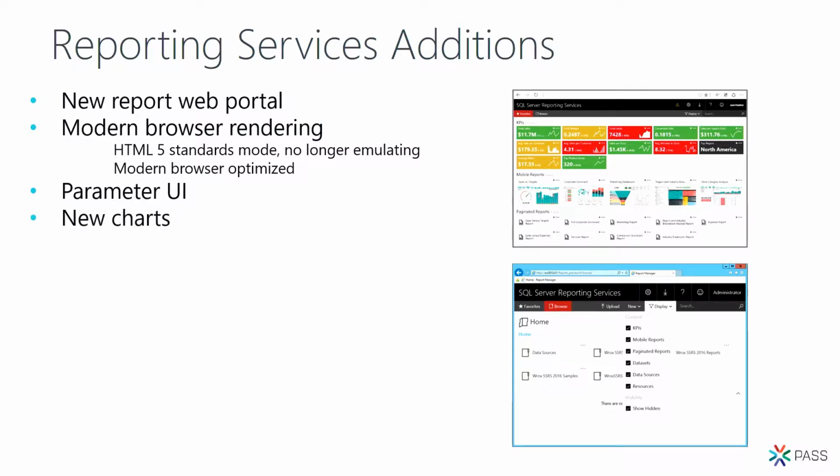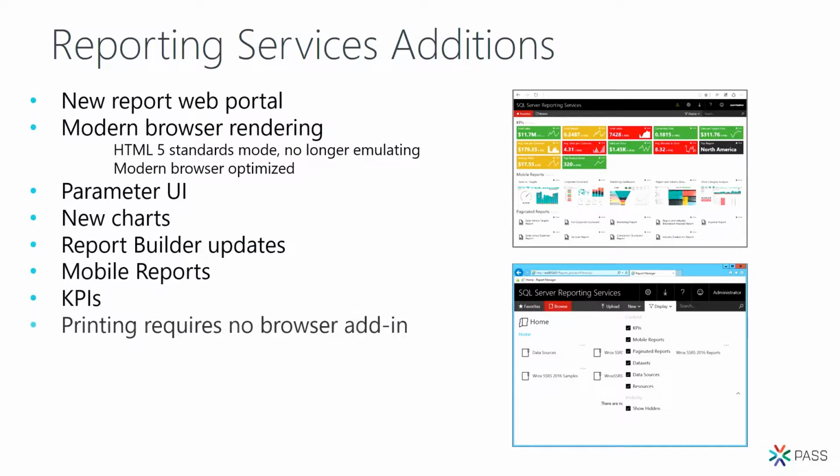There's a new parameter UI in the designer. It's not earth-shattering, but it is an improvement. There are a couple of new charts. Again, no fireworks there, but some incremental improvements. Some minor updates to the report builder design interface. Mobile reports and KPIs, which came with the DataZen acquisition. And when we talk about Power BI, I want to come back and talk just a little bit about mobile reports and KPIs and really what to expect if you have the need to create mobile reports.